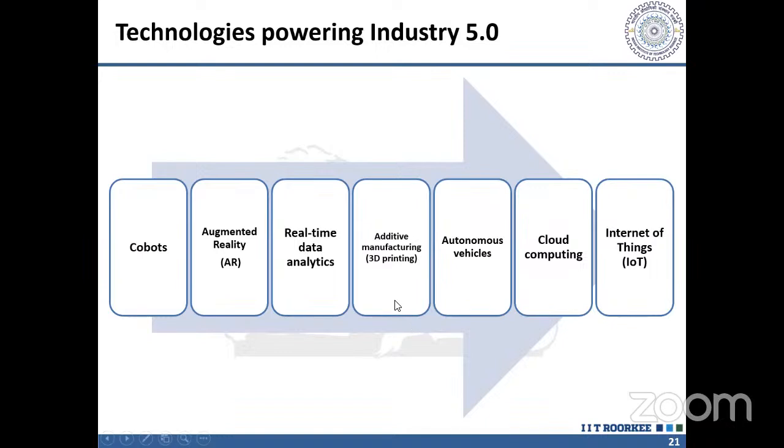Next is additive manufacturing. I think you're already aware of that. It is a 3D printing process. In this process, we can create three-dimensional objects by layering materials on top of each other. In my lab, one PhD student is working on additive manufacturing, 3D printing.